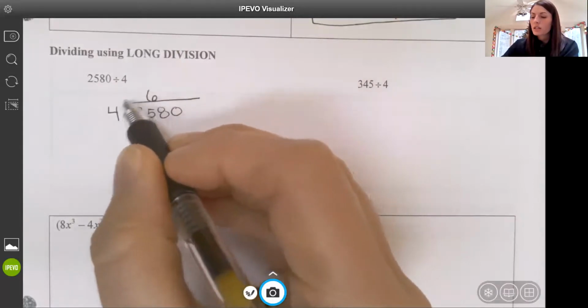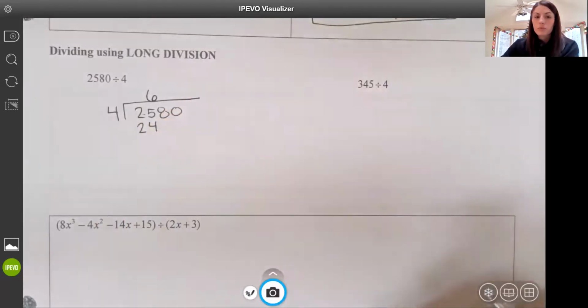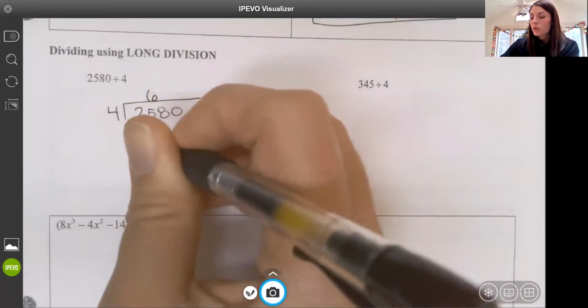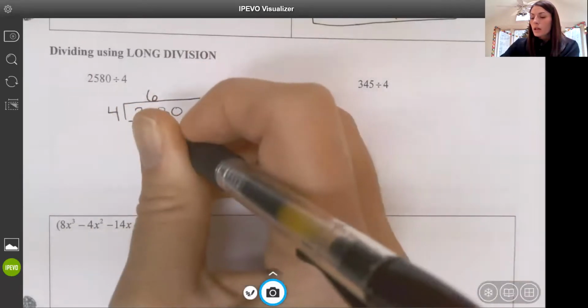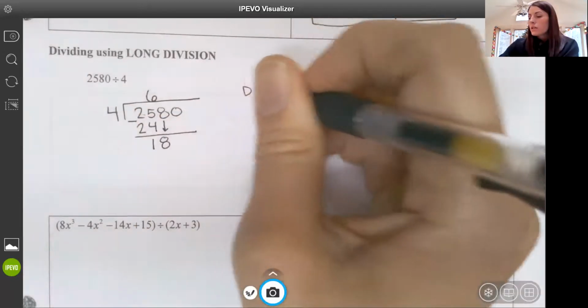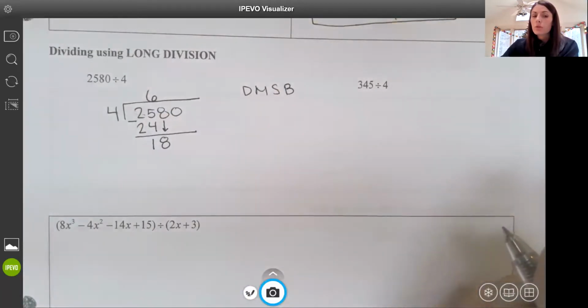And then I'm saying because 6 times 4 is 24, and I subtract that 24 out, leaving me with 1, and bring down the next term. Divide, multiply, subtract, bring down. That's the loop that we go through.